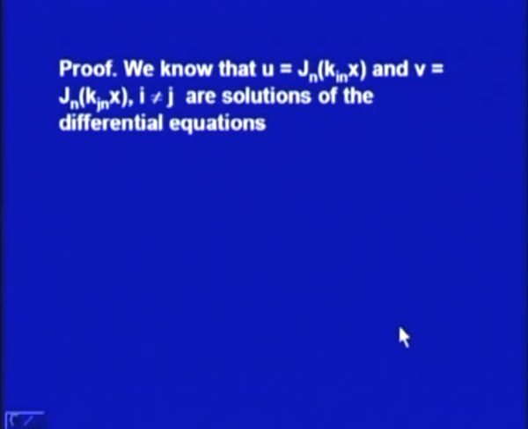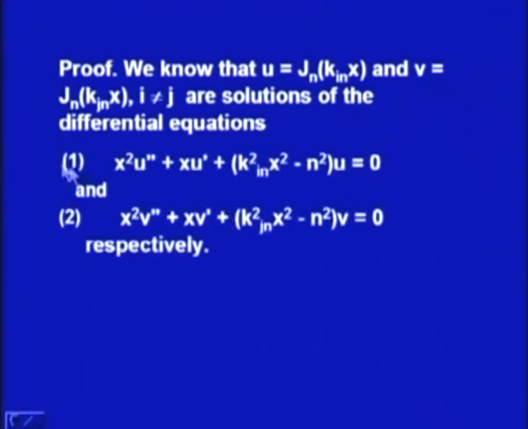Let us look at the proof of this theorem. We know that u equal to J_n(k_in x) and v equal to J_n(k_jn x), i not equal to j, are solutions of the differential equations x square u double dash plus x u dash plus (k_in square x square minus n square) u equal to 0 and x square v double dash plus x v dash plus (k_jn square x square minus n square) v equal to 0.